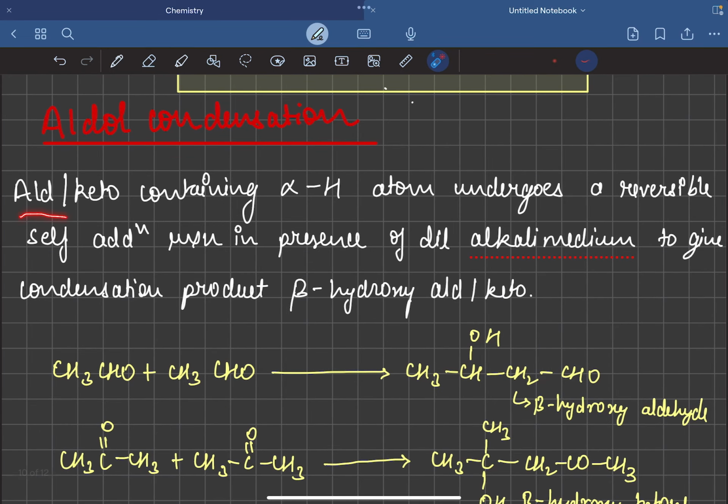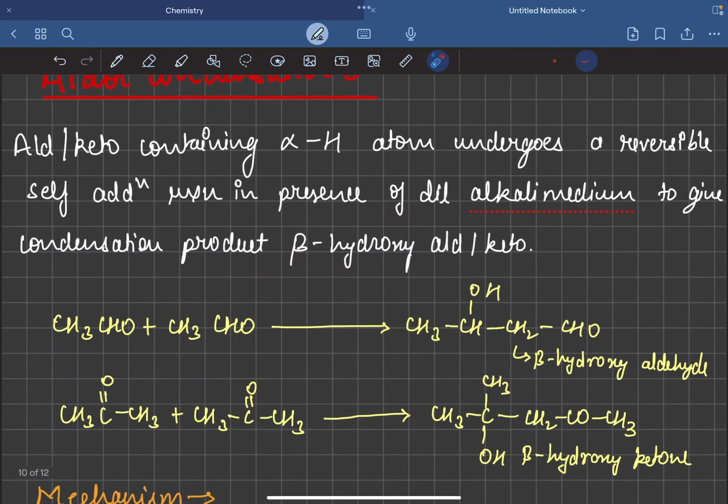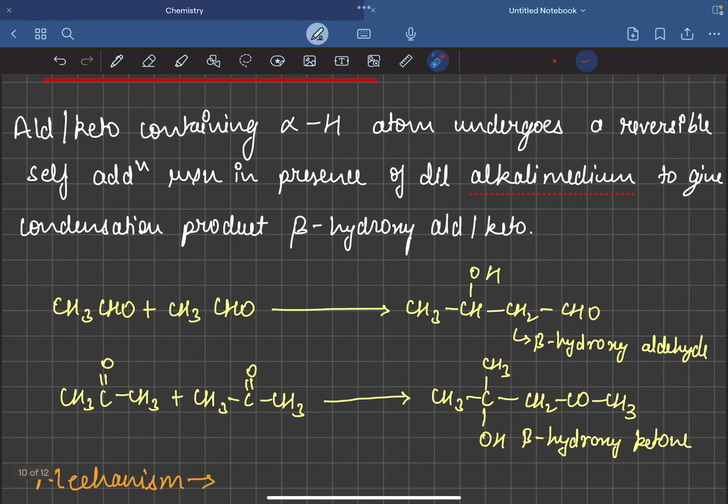Any aldehyde or ketone which contains an alpha hydrogen atom undergoes a reversible self addition reaction in the presence of alkali medium. Alkali medium is very important to give a condensation product called beta hydroxy aldehyde or ketone. Again, it depends on whether it is an aldehyde or a ketone.